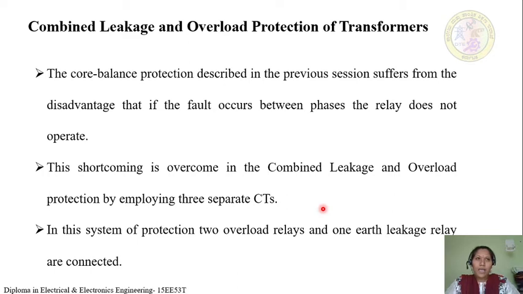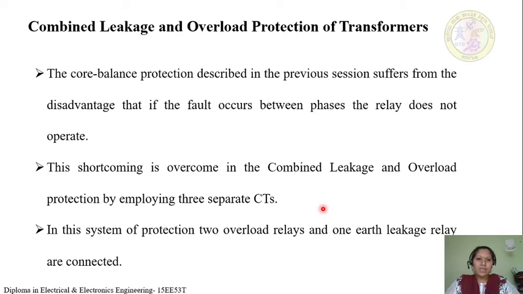As we discussed in session number 39, that session explains the core balance protection of the transformers. The core balance protection operates for the earth fault, but it will not operate for the faults between the phases. This shortcoming is overcome in the combined leakage and overload protection of the transformers.